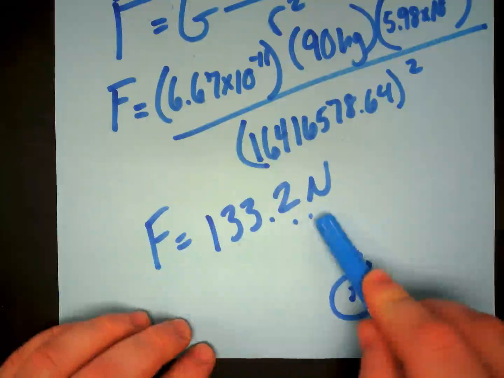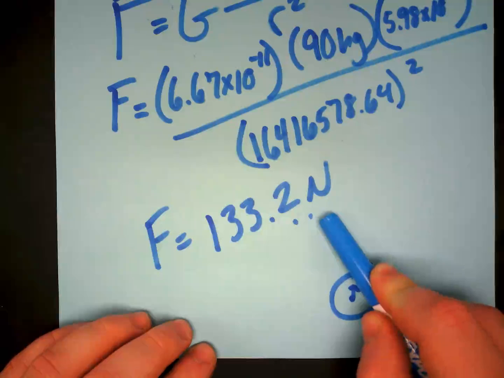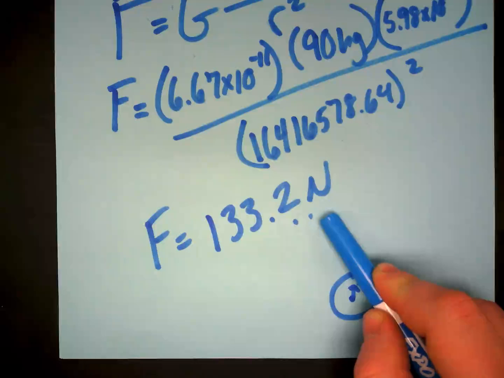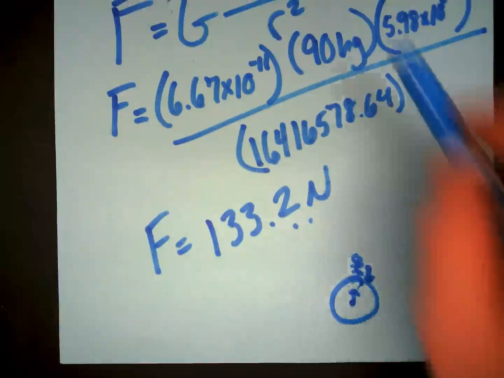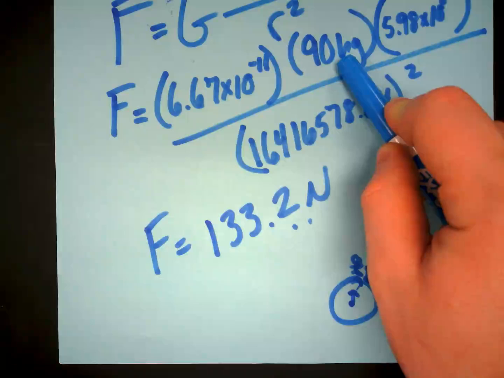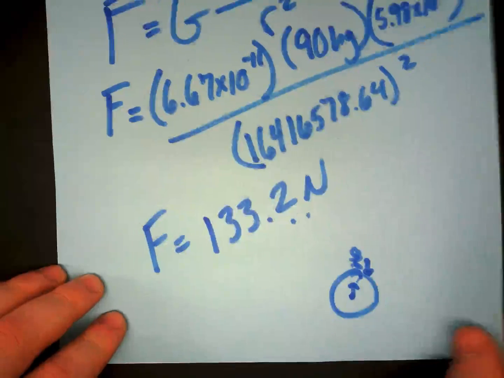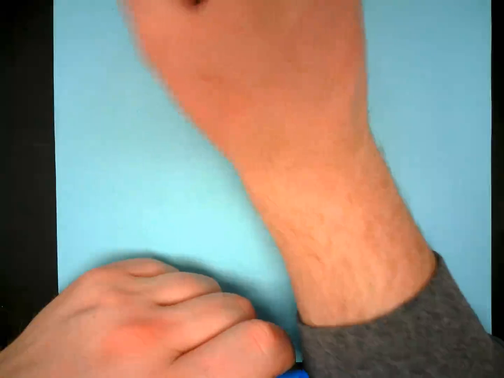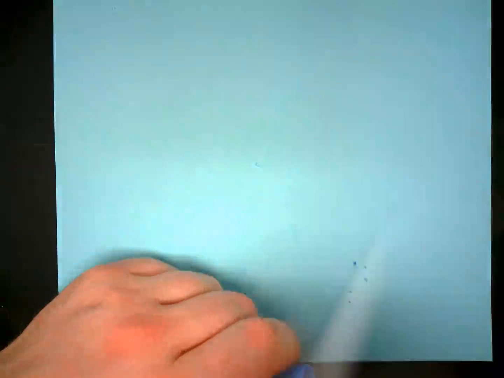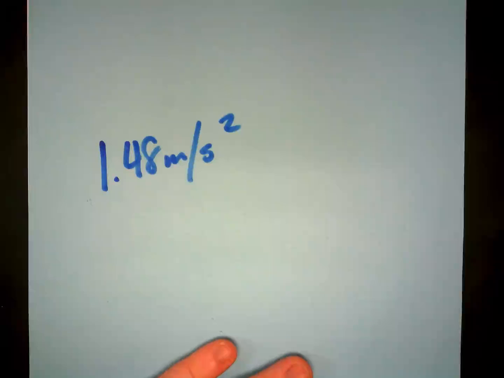So again, what we just found here is the force felt between the two objects, which should be the same as the amount of force felt that we could measure off of our 90 kilogram guy here. So here, what I want to do is show you that it is 1.48 meters per second squared being exerted on the guy.